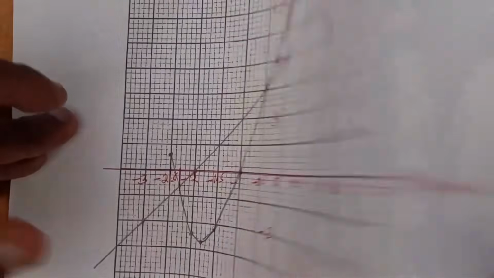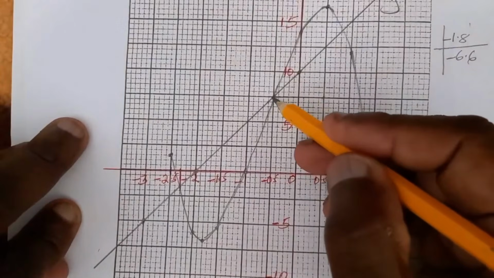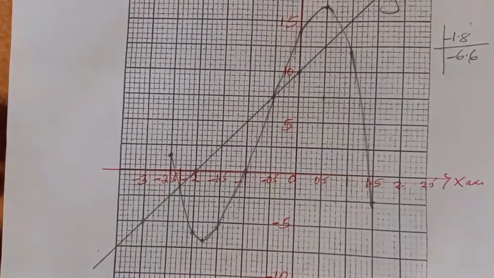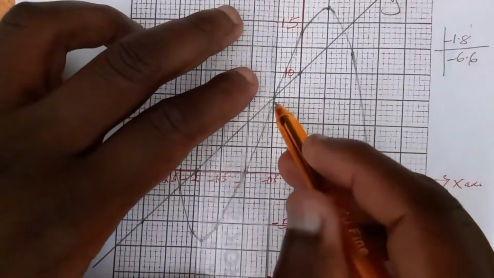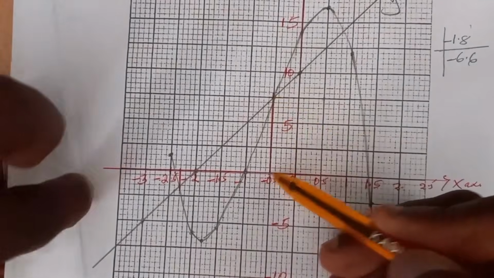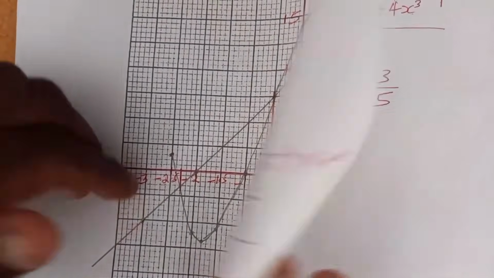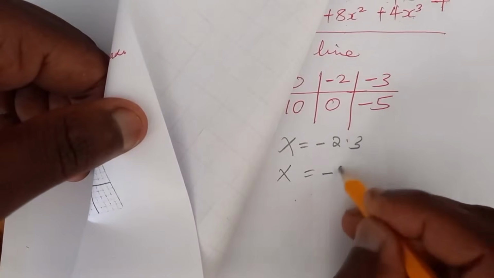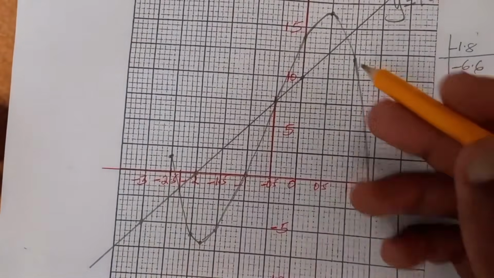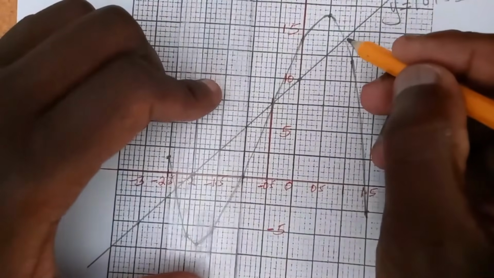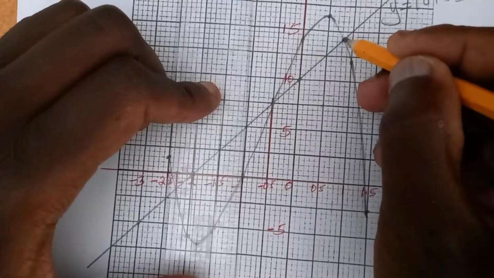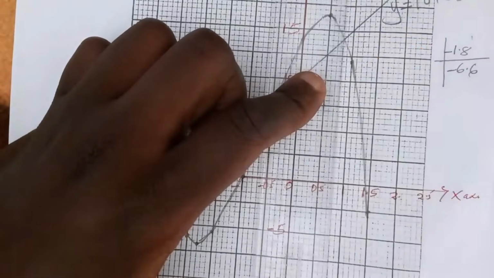Let's get the other one. The other point is here. Point of intersection. So this one is straightforward. You just read the x coordinate of that point. When you drop down from this point of intersection, the x coordinate is negative 0.5. So that one is negative 0.5. And then we have another one here. This is the other point of intersection. So drop down.